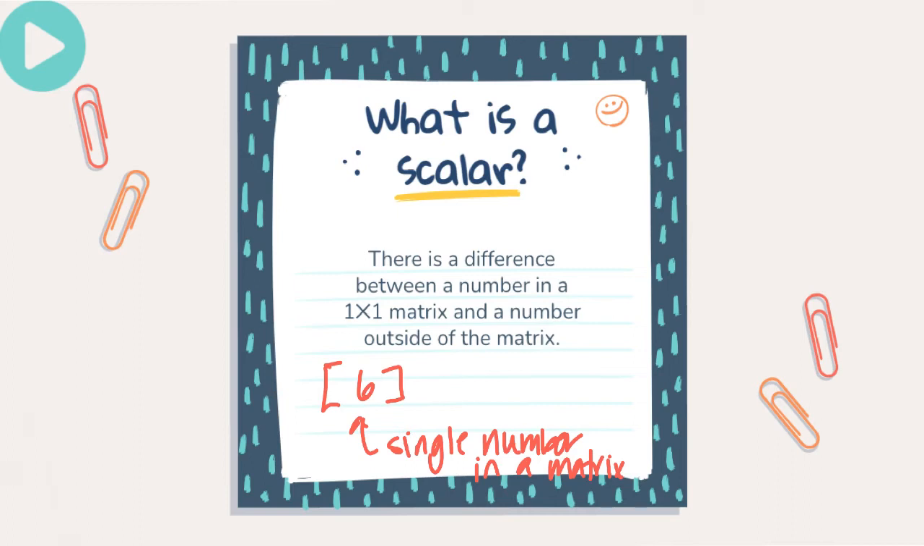However, when we have a number that's not in a matrix, like the number 6, we would refer to this as a scalar. And it's important that we differentiate between 6 as a scalar and 6 in a matrix, because when we're working with matrices, if we were just to refer to the number 6, it would be implied that it would be inside a matrix. But when we call it the scalar 6, then we imply that it's outside of the matrix.